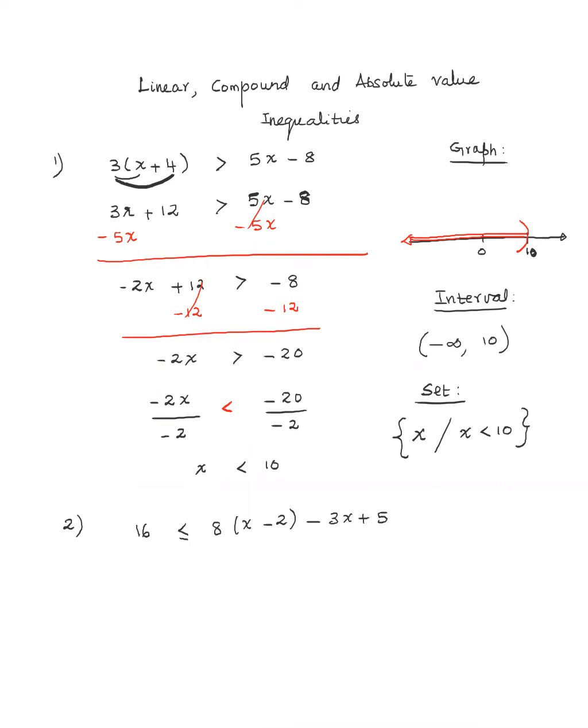Okay, so we have to first clear the brackets. So we get 8x minus 12 minus 3x plus 5. And combine all the like terms here. So I'm combining the x terms and the constants. So we get 16 is less than or equal to 5x minus 7. Sorry, I made a mistake. It is 16 less than or equal to 5x minus 11.